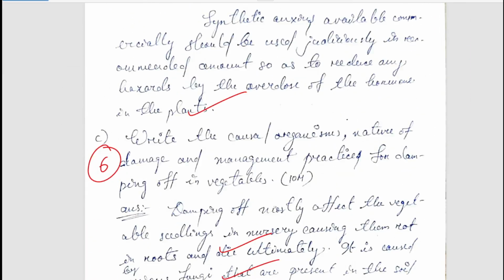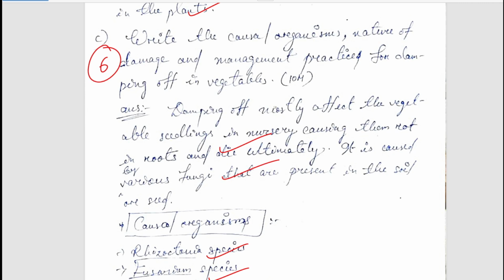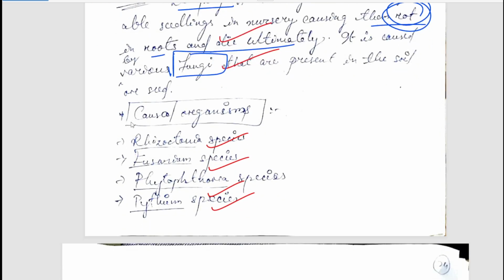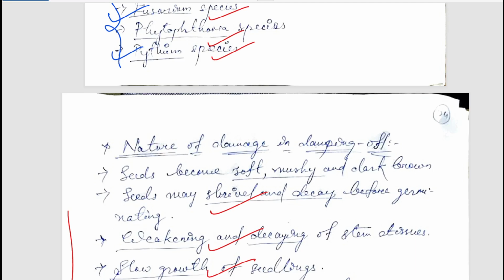Now the next question is, write the causal organisms, nature of damage, and management practices for damping off in vegetables. So what is damping off? It mostly affects vegetable seedlings in the nursery, causing them to rot in the roots and die ultimately. So it causes rot in the roots. It is caused by fungi. Generally, it is caused by various kinds of fungi. Causal organisms have been mentioned such as Rhizoctonia species, Fusarium species, Pythium species. So all these are fungi only.